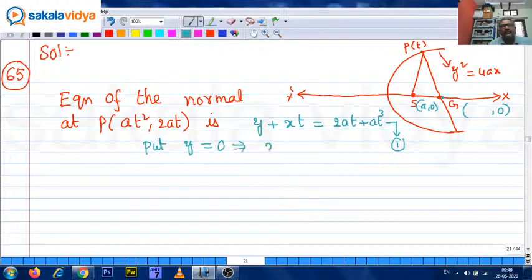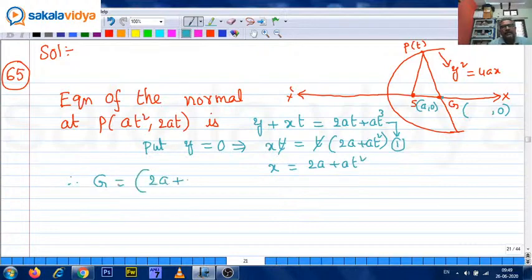That implies we get xt equals t into 2a plus at square. T gets cancelled. So x equals 2a plus at square. Therefore G coordinates are 2a plus at square comma 0. So these are the G coordinates.